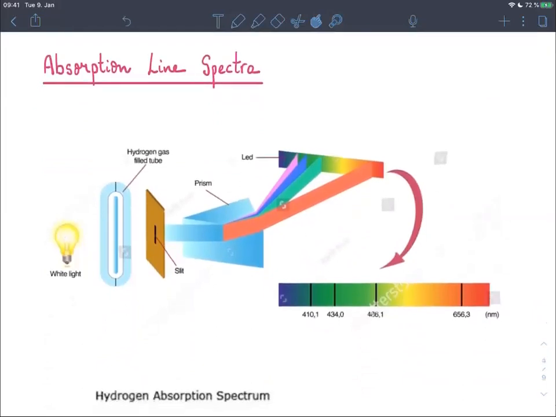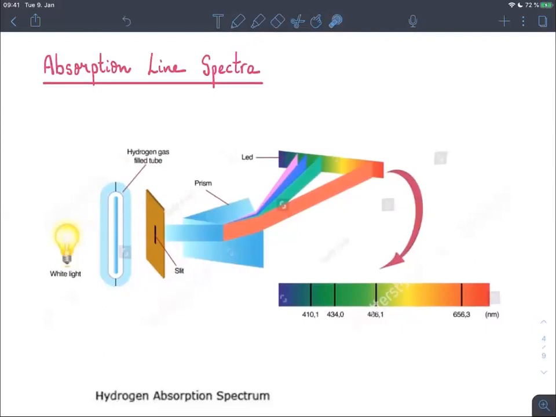Similar to emission line spectra, we could also have absorption line spectra. Absorption spectra are the exact opposite of emission spectra. Let us imagine having a white light source. As we said earlier on, if we were to disperse white light, we would get a nice continuous spectrum of colors. But what if we let the light pass through hydrogen gas?